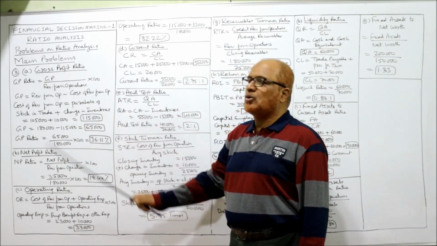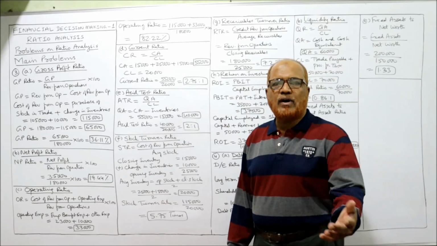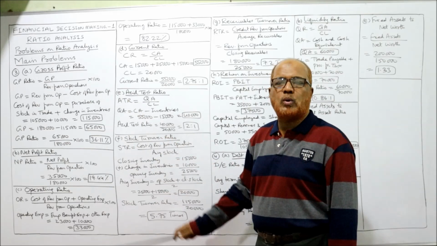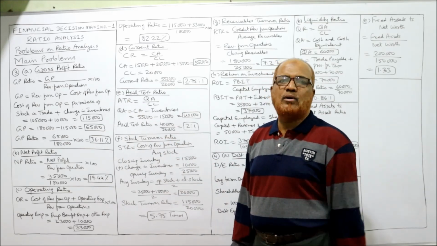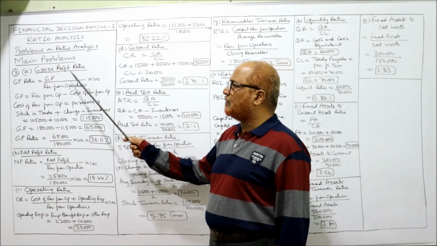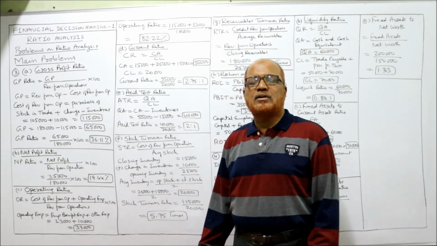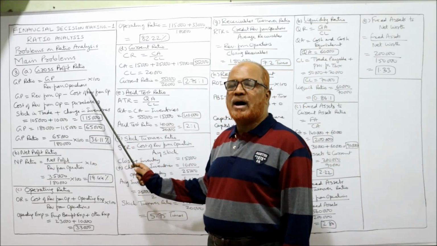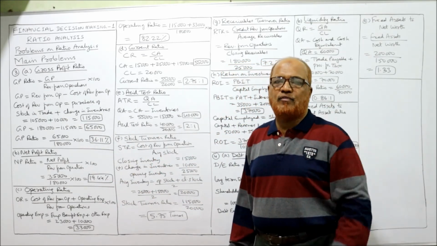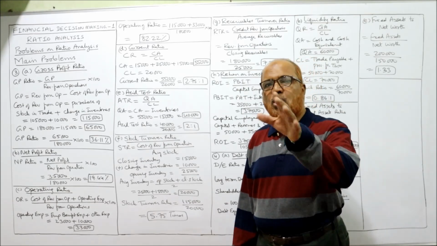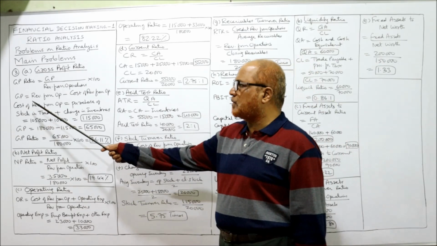First ratio, it is asking you gross profit ratio. The formula for gross profit ratio: gross profit by revenue from operation into 100. But we are not having gross profit. Revenue from operation is given, but gross profit we don't have. So we have to calculate gross profit. How to find out? Gross profit is equal to revenue from operation minus cost of revenue from operations. Remember, revenue from operation minus cost of revenue from operation will get the gross profit.